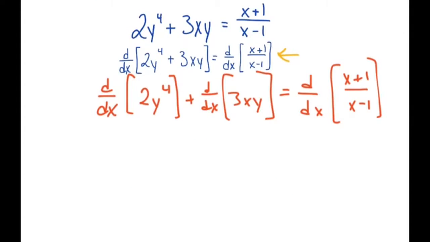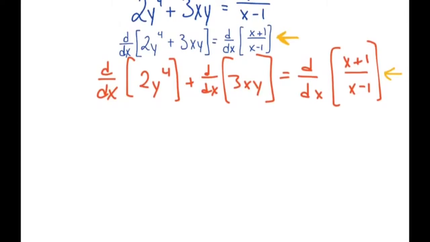So for this problem, you're going to use implicit differentiation, and you have to use product and quotient rule to find the derivative. First, at this step right here, you're going to set up to find the derivative of the left side and the right side, and this next step is just setting it up even more.